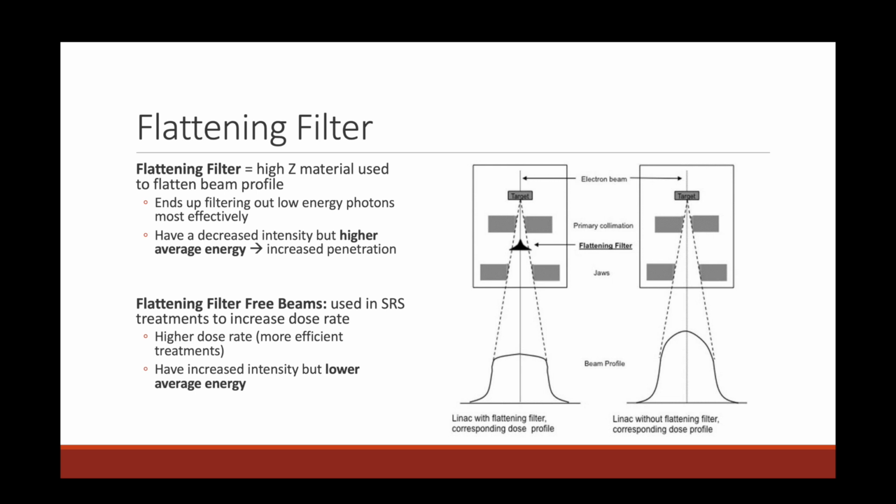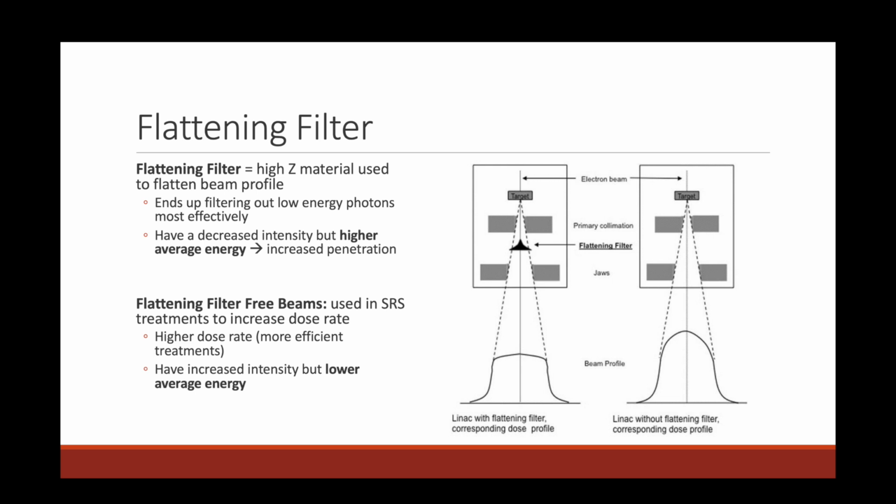We don't always want the highest dose along the central part of the axis. Oftentimes we're treating larger areas and we want the dose to be evenly distributed across the entire profile of the beam. So one way that we can achieve that is by inserting what is known as a flattening filter into the beam's path to alter the profile of the beam. So a flattening filter is a device that's actually placed in the way of the beam as it exits the machine, and it's a high Z material.